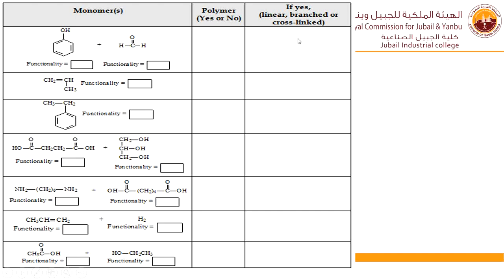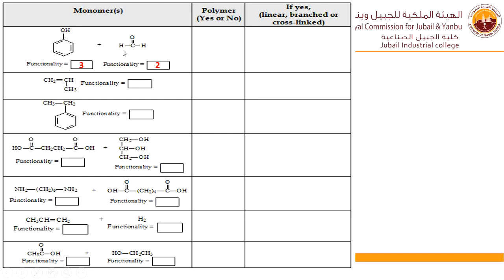Now, having this in your mind, let's start with the first one. The first one is phenol with formaldehyde. These two are special cases. And if you remember, we said the functionality of phenol is equal to 3 because it can react at this point, and also at this point. So functionality equals 3. Formaldehyde is also a special case. Functionality is equal to 2.